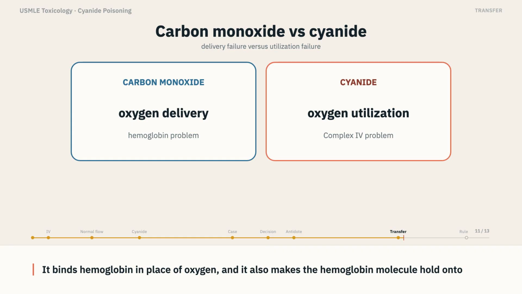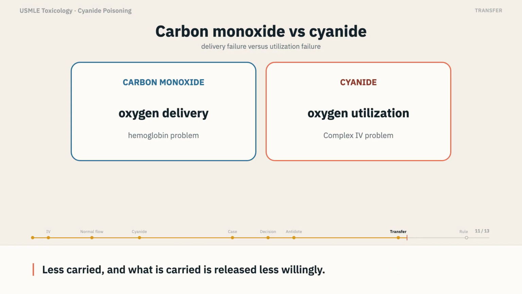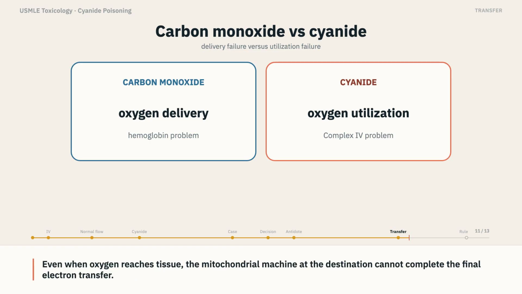It binds hemoglobin in place of oxygen, and it also makes the hemoglobin molecule hold on to whatever oxygen it still carries more tightly, so less oxygen gets released to tissues. Less carried, and what is carried is released less willingly. The mitochondria are fine. The taxi service failed. Cyanide is primarily a utilization problem.